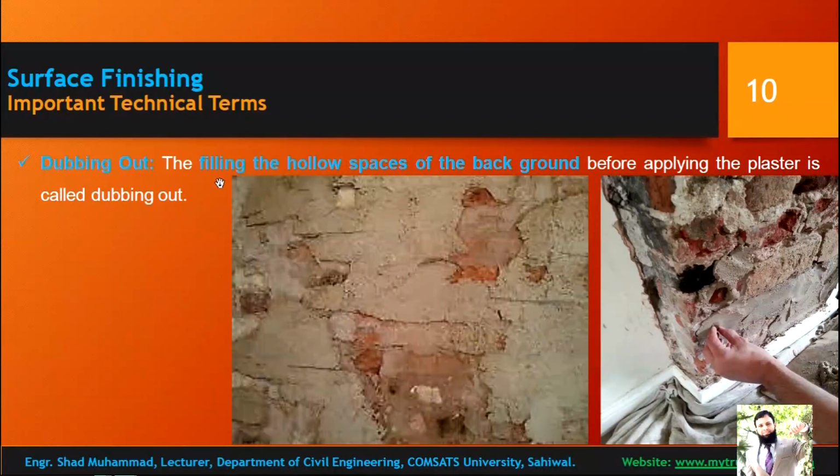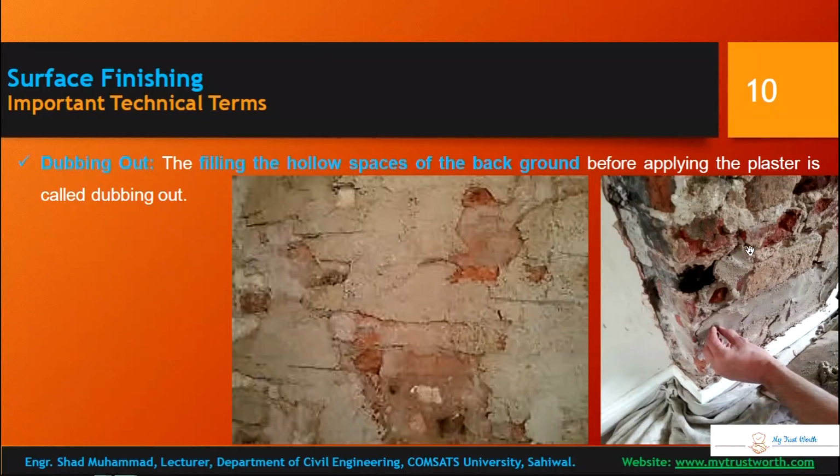Alright, dubbing out. Dubbing out is the filling of the hollow spaces of the background before applying the plastering. You can see that before applying plaster there are different holes due to brick bats, or the bonding mortar you applied is lacking some material, or some mortar has disintegrated and fallen on the ground and created a hole.